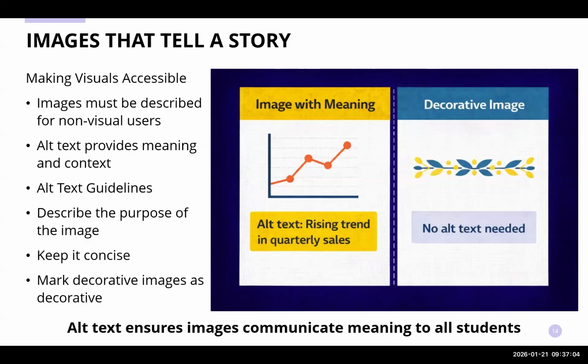So the bottom line here is simple. If the image adds meaning, describe it. If it is just for style, mark it as decorative, and do not keep the alternative text vague or too detailed. Doing this can turn visuals into powerful, inclusive tools that can communicate the message to everyone, whether they are looking at the screen or listening through assistive technology. Next slide, please.